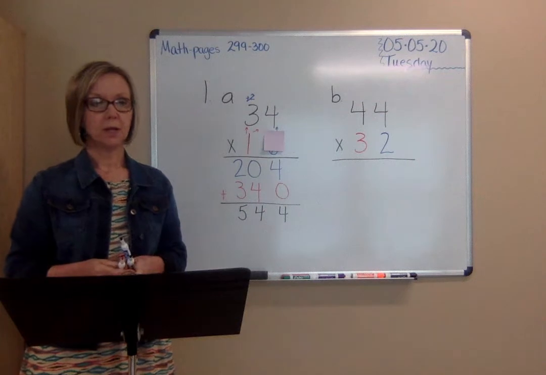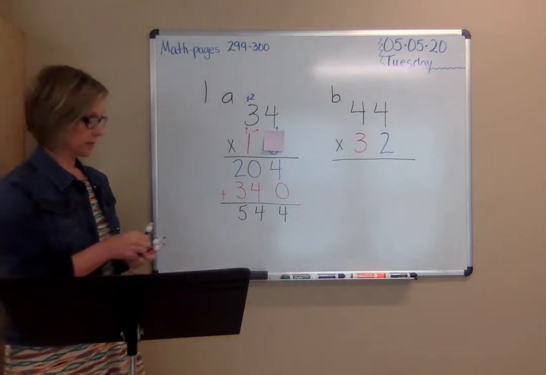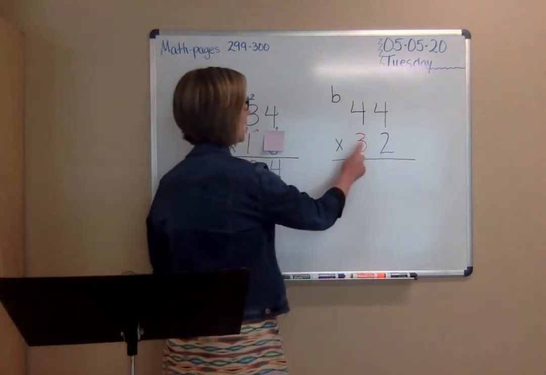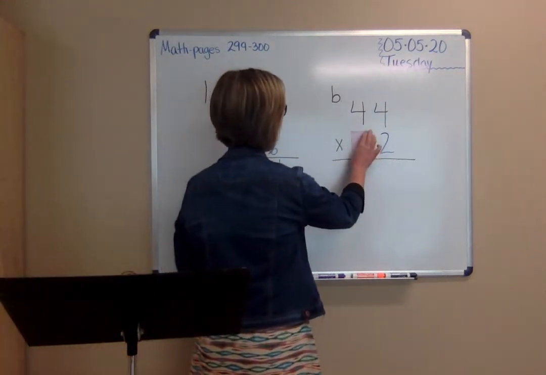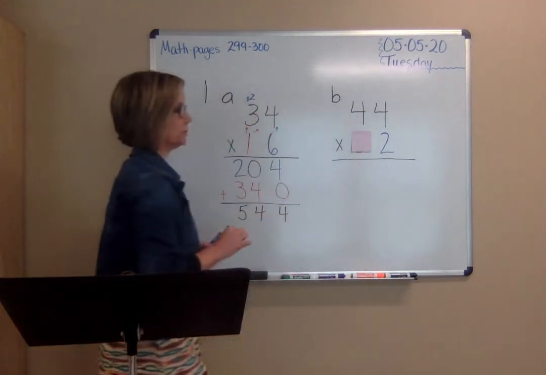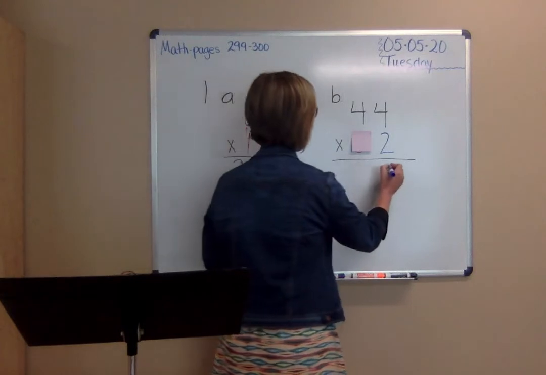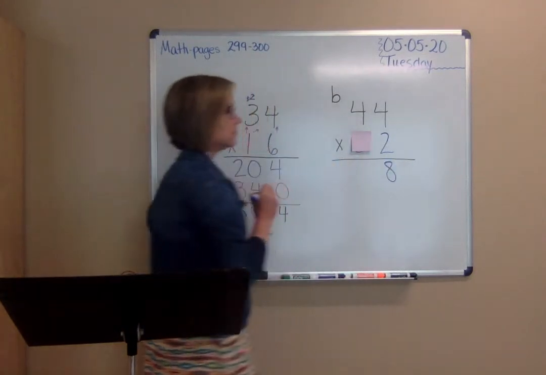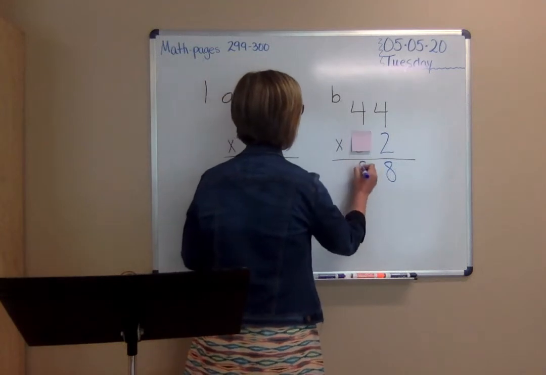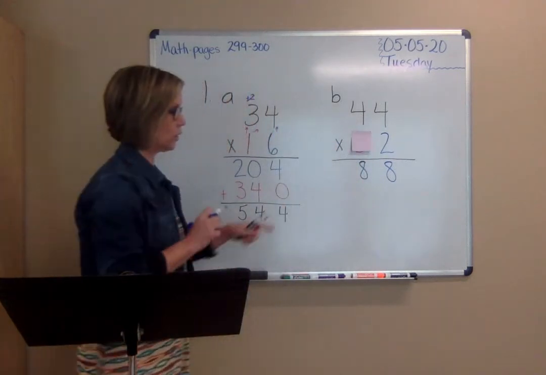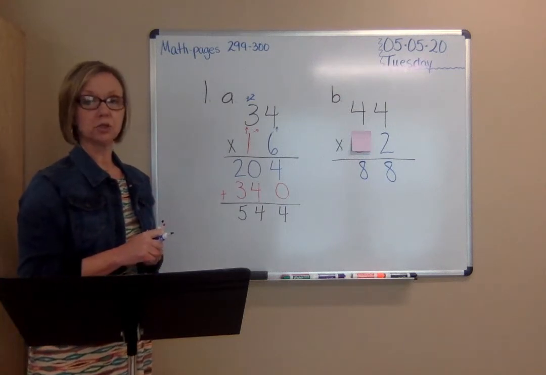Okay, so we'll move on to B. Looks like we'll need a 2 table and a 3 table here. So let's cover up our tens place first and begin in the ones place. 2 times 4 equals 8. Nothing to carry there. So your partial product line for your ones place should be 88.